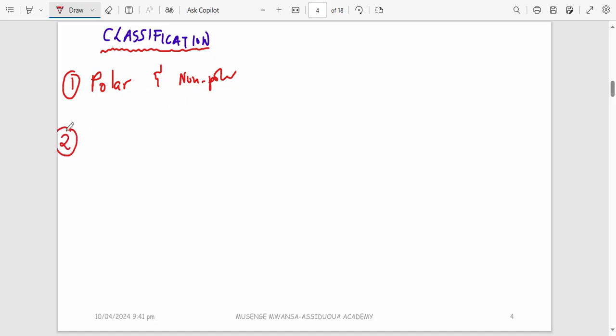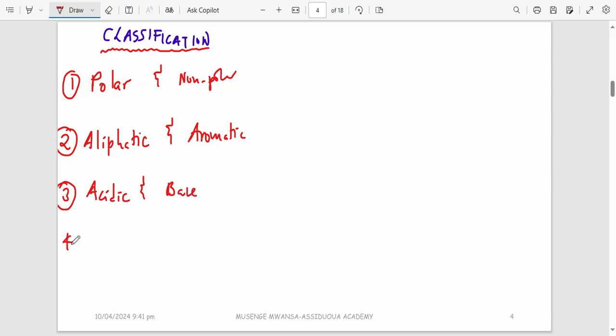Another classification of amino acids we can use is whether they are straight or branched. Some amino acids are straight and we call them aliphatic, while other amino acids are in a circle and we call them aromatic. That is another classification. We can also classify some amino acids as acidic or basic. So we have acidic amino acids and we have basic amino acids.